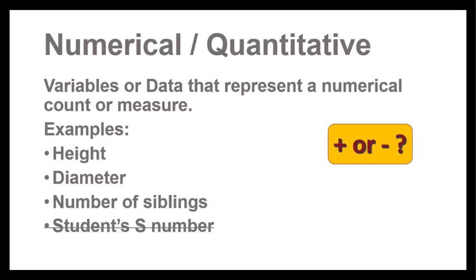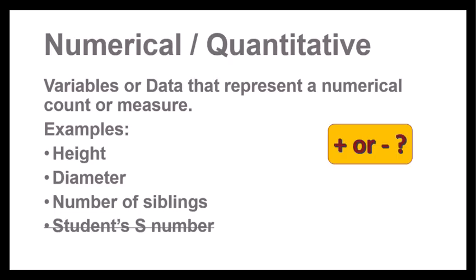In the categorical case, we had whether or not someone has a sibling. Those are just classes or categories of things. But the number of siblings would be a numerical measure. So that is a count. If you added the number of one person's siblings to the number of another person's siblings, you would get their total number of siblings.